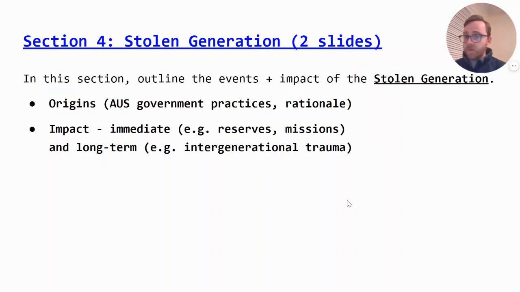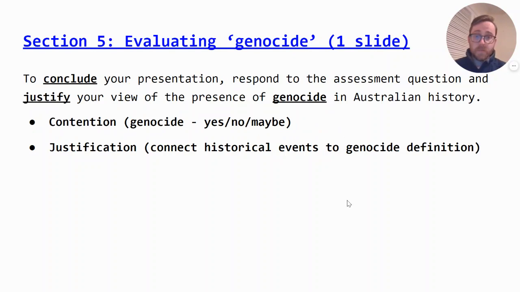You could reference the 2008 apology. There's a lot you could talk about for stolen generation, which is why it's important to pick out the most important things. Section 5, evaluating genocide.